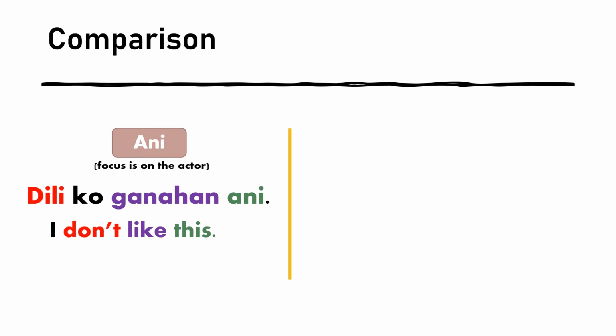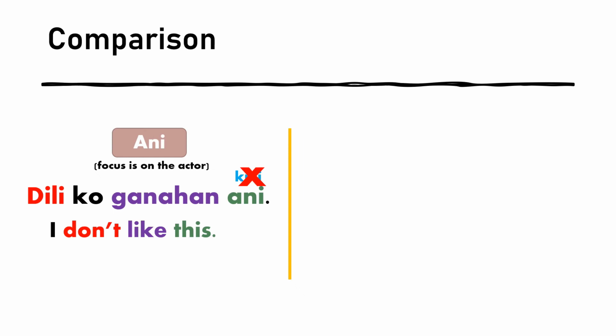Dili means not. Ko is I, ganahan is like. Ani is this. You don't say dili ko ganahan ni or dili ko ganahan kini. It sounds weird or awkward. Basically, it sounds wrong.